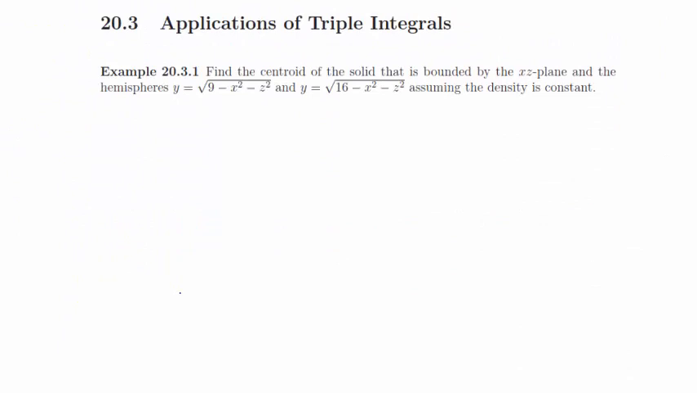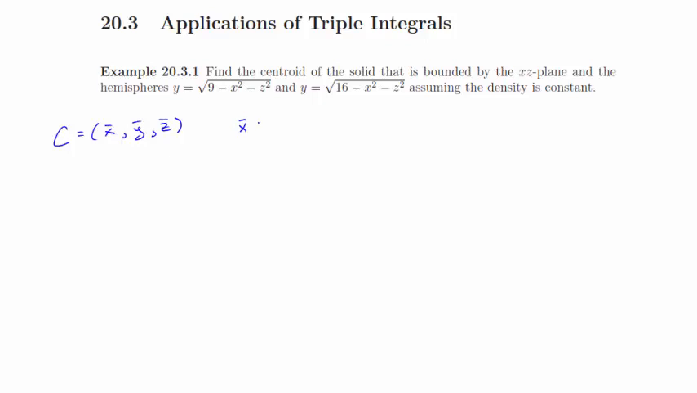of what it means to be a centroid. The centroid of a three-dimensional object is going to be, let's call it C, equals the average x value, the average y value, and the average z value over the entire three-dimensional domain.